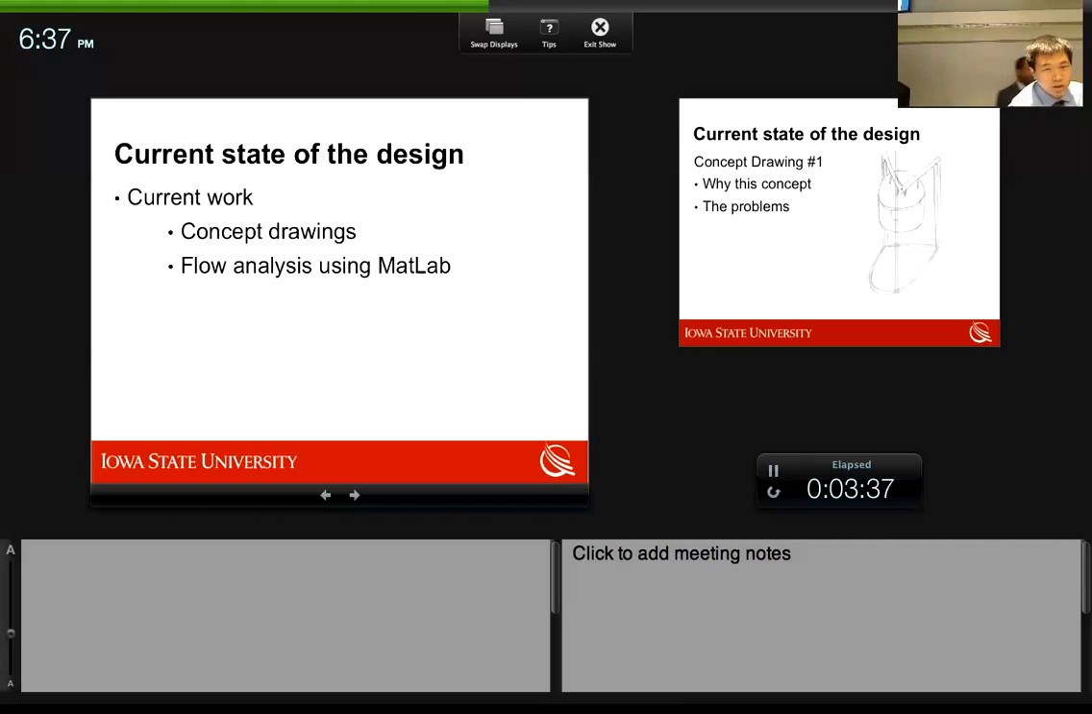So, current state of design, as Josh just said, we learned a lot from the design and prototype we built last semester. Last semester we focused on 2 themes. First is the concept drawing, and the second is the flow analysis using MATLAB. So right now we have already come up with 4 different concept drawings.